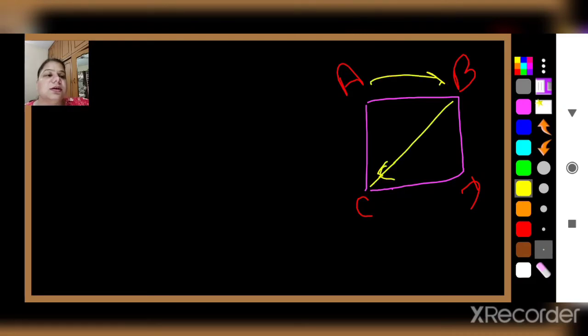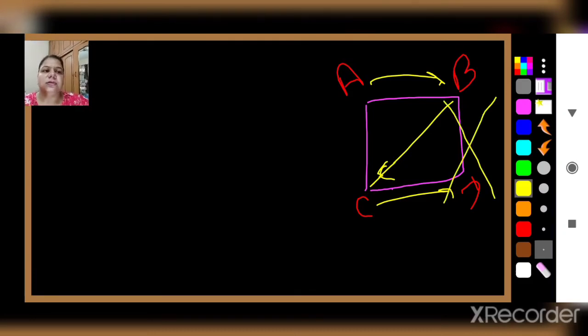Can I write it like this, AB and then CD? Is it correct? I have gone from here AB, and then I have moved here, and then here. Is it correct? No, this is not correct. We can't do it like this, okay students?